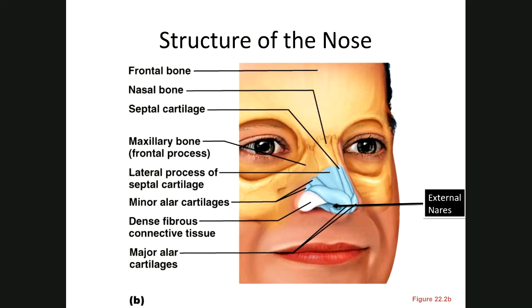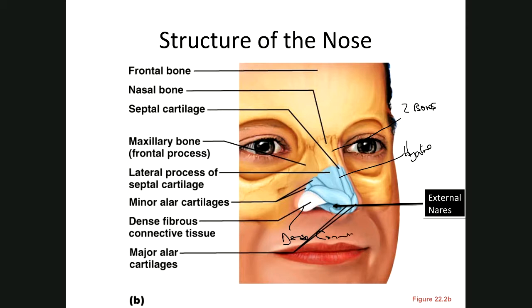So the first place air goes is in the nose. Well, if you look at the nose, there are 2 little nasal bones. But there's also cartilage, hyaline cartilage, and also dense connective tissue. That's what gives our nose its shape.